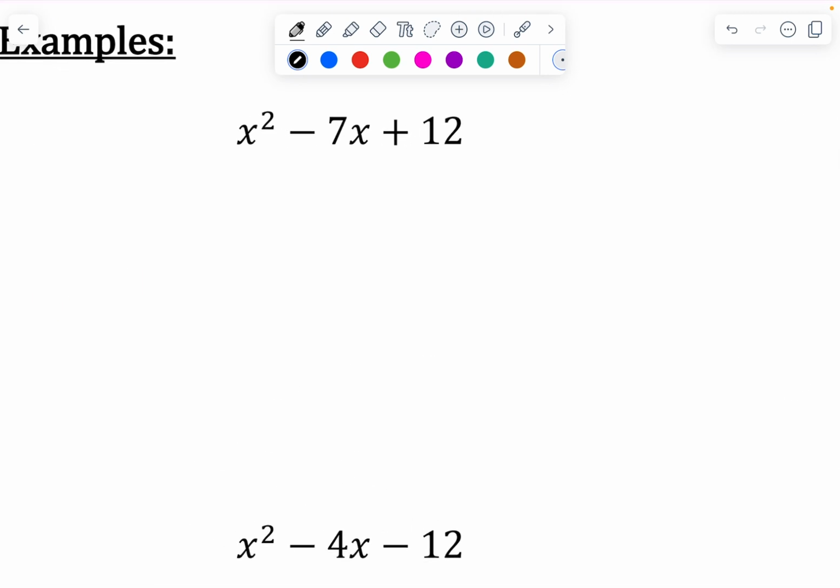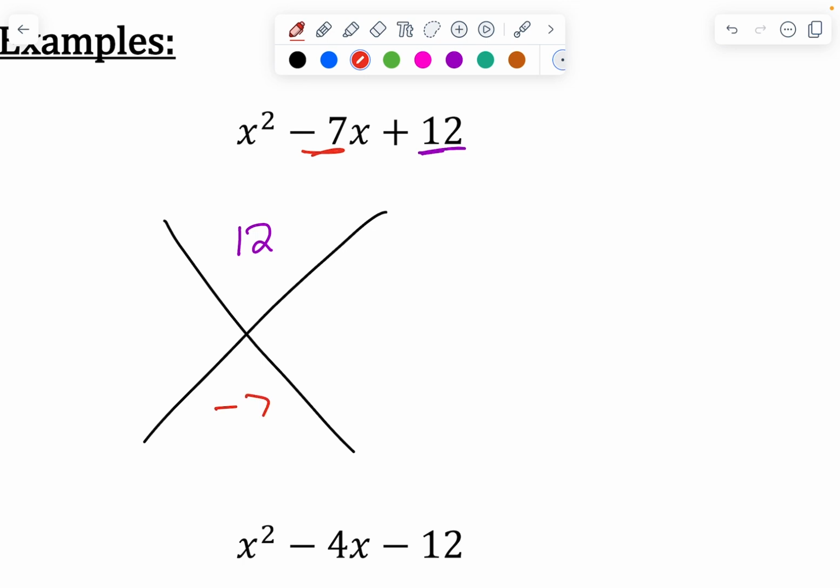So the first thing that I want to do is set up my diamond, or my x. I'm going to set this up here. My c, my constant, with no x attached, always goes on the top. So I'm going to put 12 on the top, and then I'm going to put my b, my negative 7, on the bottom.